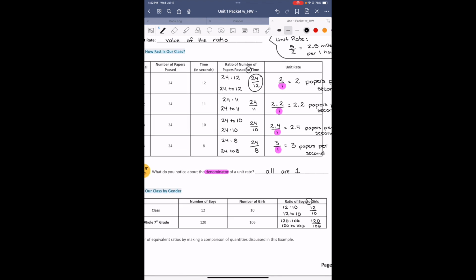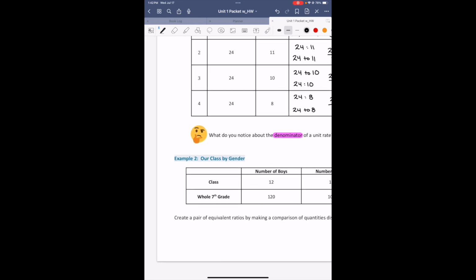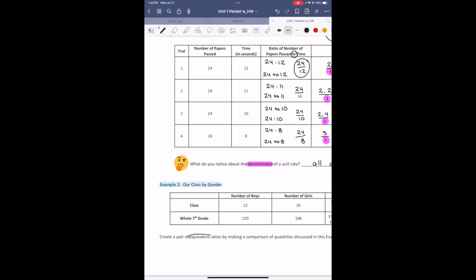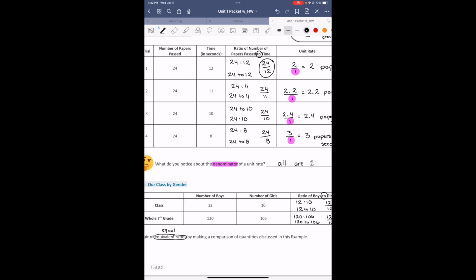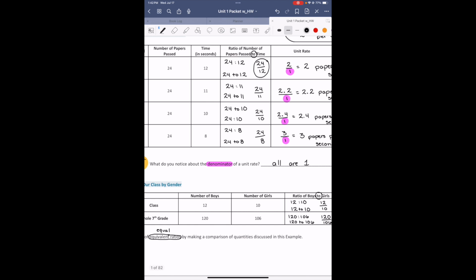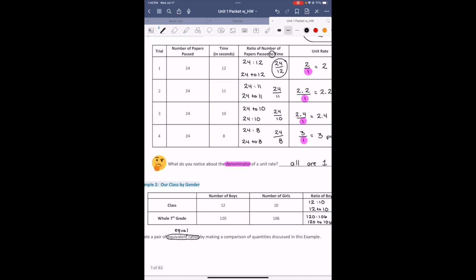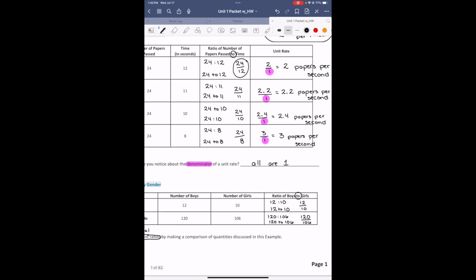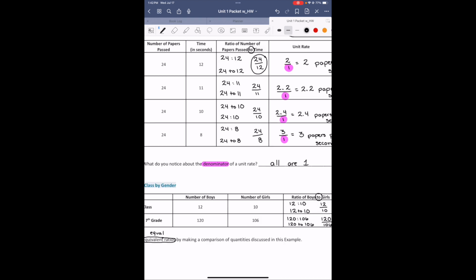But what we can do is make something called an equivalent ratio. An equivalent ratio just means that it's a ratio that's equal. So when you simplify it or multiply it or divide it by the same number, it's going to give you the same exact ratio in the end. So let's find a couple of equivalent ratios based on what we have for our ratio of boys to girls. Let's start with our first one.